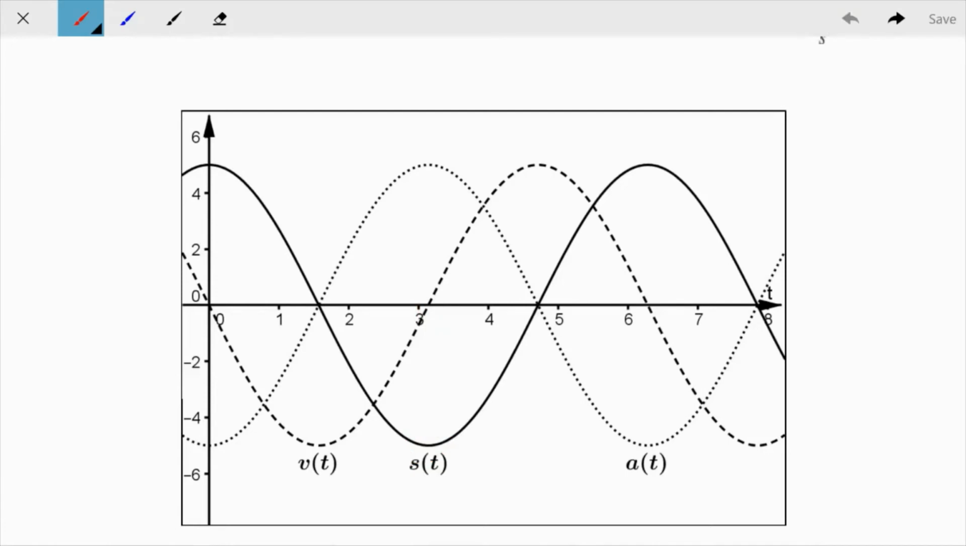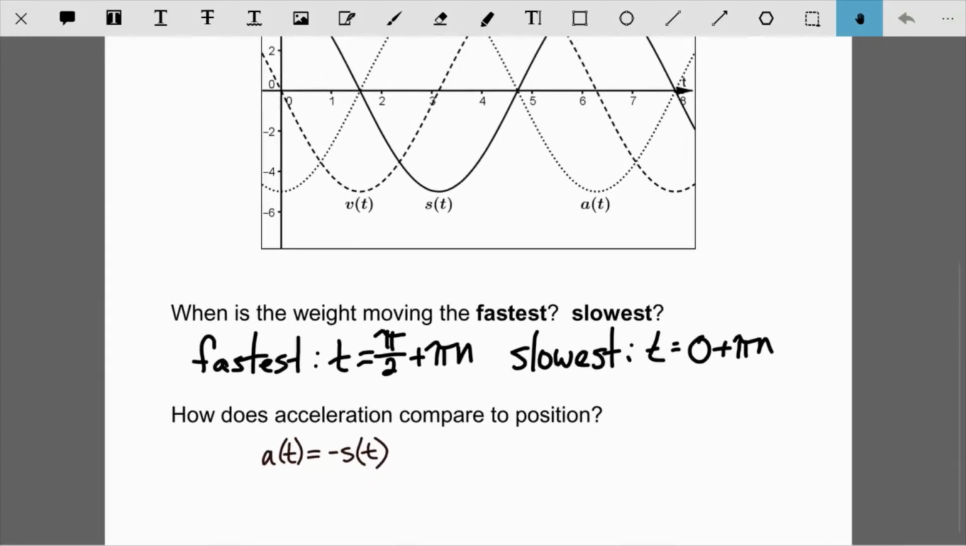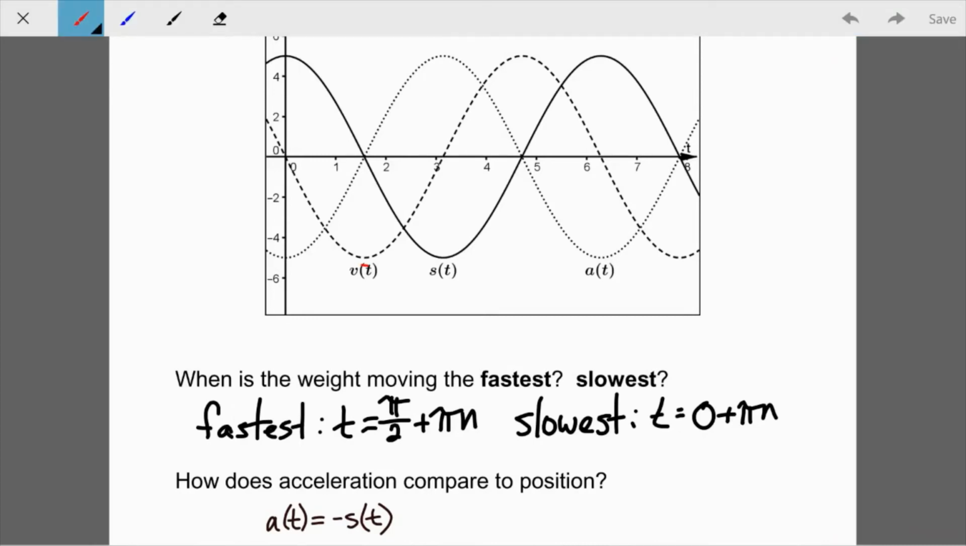And you can do the same thing with the velocity and the acceleration. All of those same relationships apply. Okay, then when is the weight moving the fastest or the slowest? Remember, the fastest weight is going to be when our velocity is the furthest from 0. And you can see that's going to happen at these points on this velocity graph. And using the fact that the velocity graph is working off of a sine function, then it's pretty easy to see why we're at pi over 2.